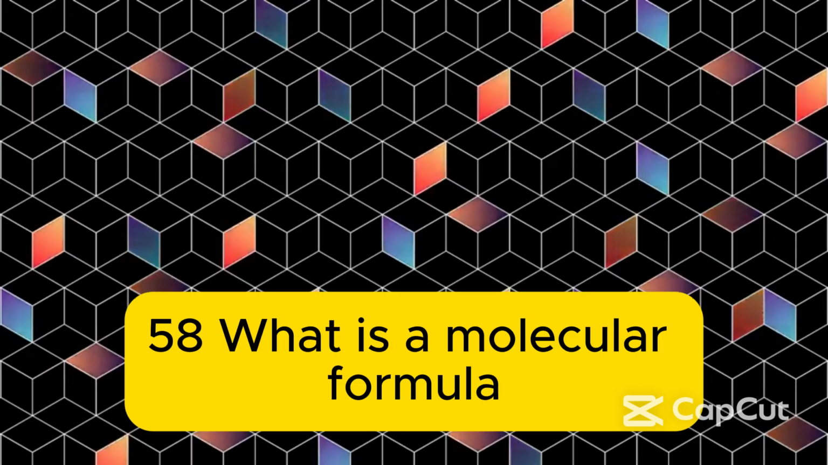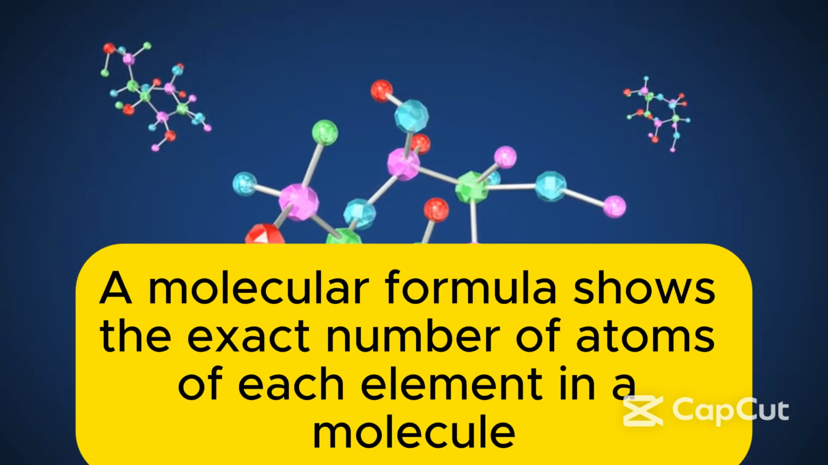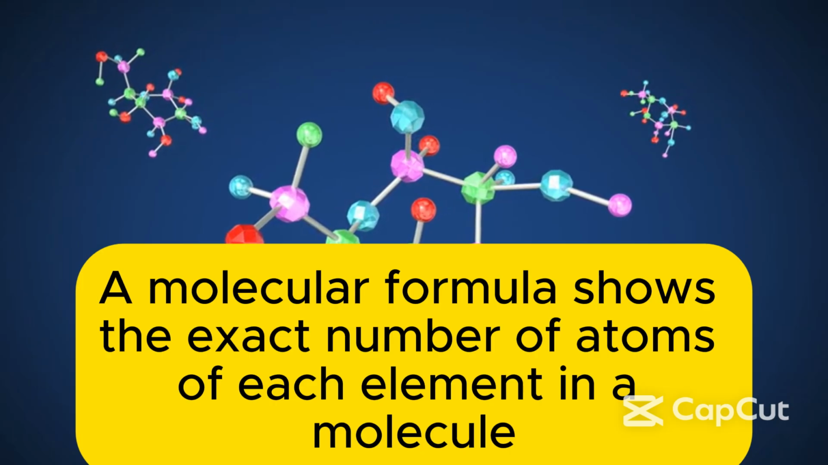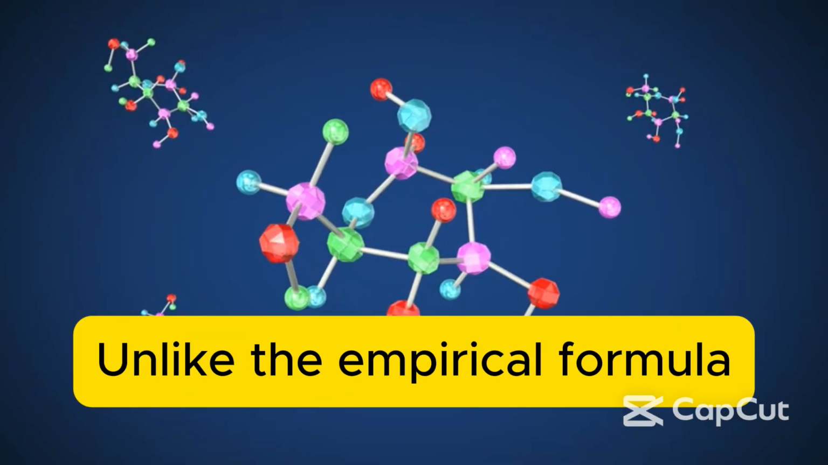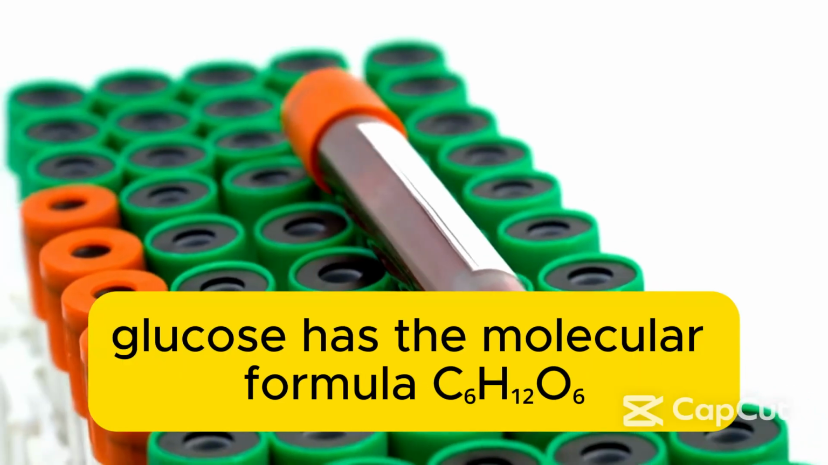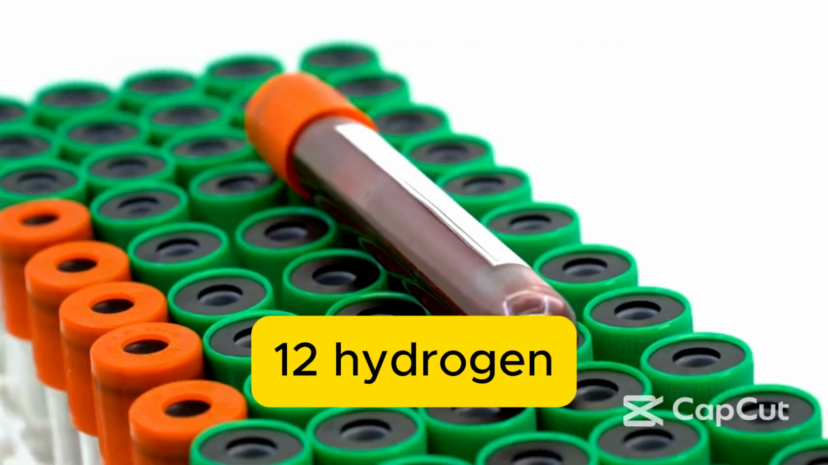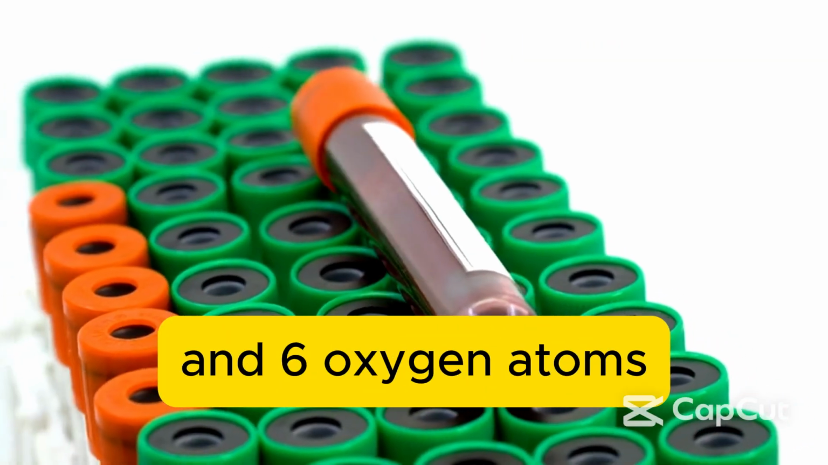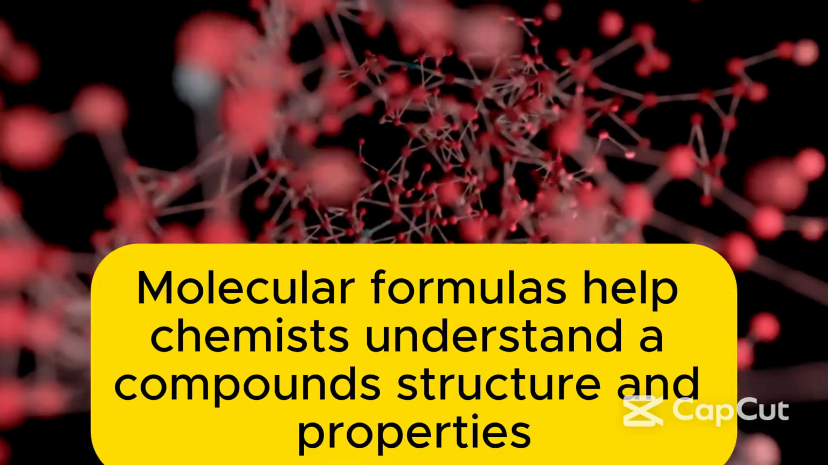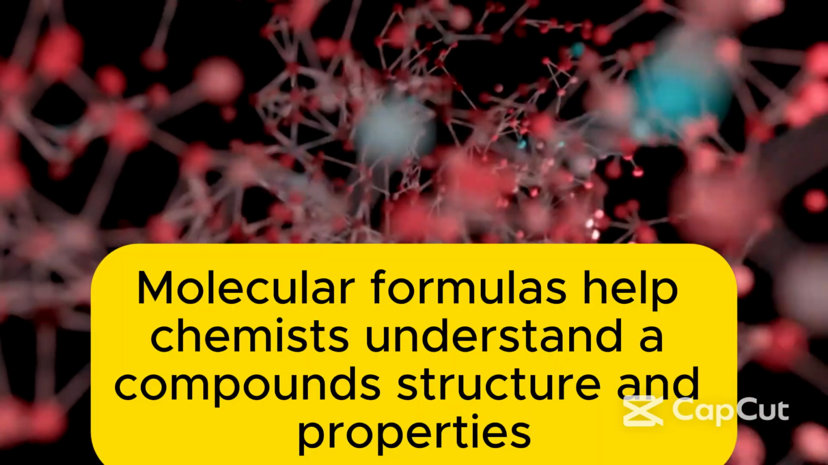58. What is a molecular formula? A molecular formula shows the exact number of atoms of each element in a molecule. Unlike the empirical formula, it gives the true composition. For example, glucose has the molecular formula C6H12O6, indicating 6 carbon, 12 hydrogen, and 6 oxygen atoms. Molecular formulas help chemists understand a compound's structure and properties.